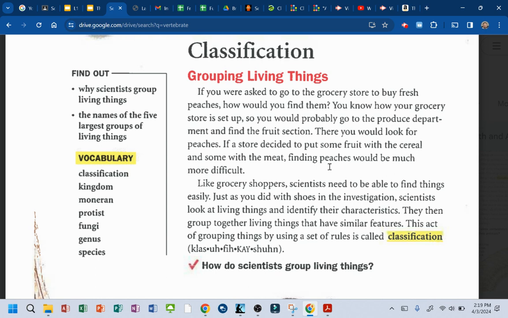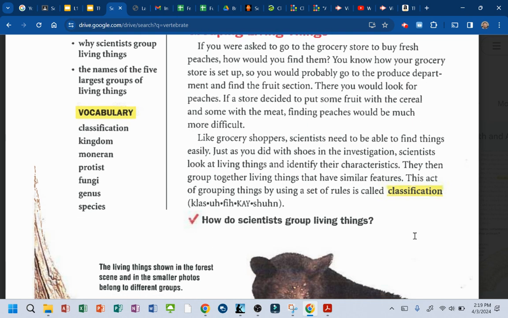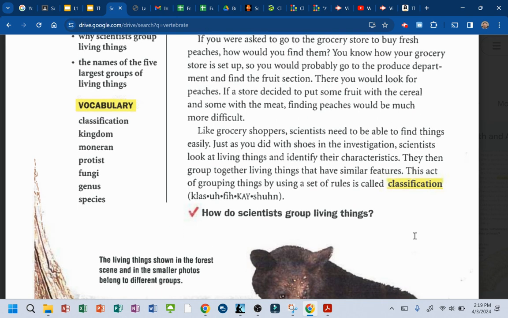Just as you did with the shoes in the investigation, scientists look at living things and identify their characteristics. They then group together living things that have similar features. This act of grouping things by using a set of rules is called classification. And look, classification. That's the phonetic spelling.